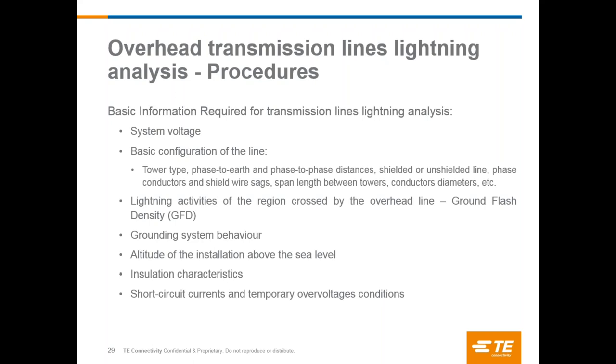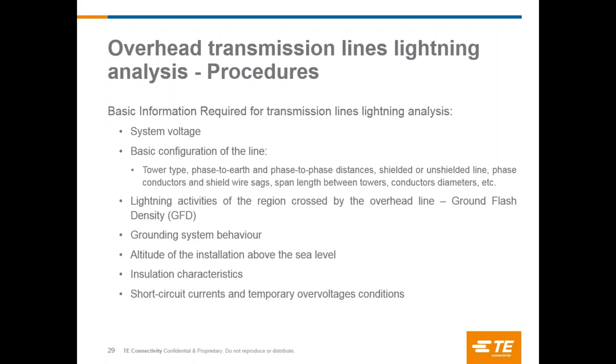Ground system behavior, as I told you previously, has a strong influence on the final transmission line lightning performance when you have shielded lines. Altitude of the installation above sea level. This is a very important parameter when you work in regions at or over 1,000 meters above sea level, because the critical flashover voltage of the insulation is reduced for higher altitudes.